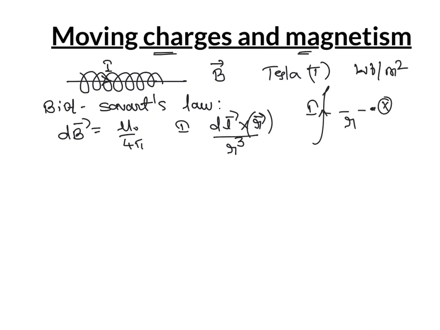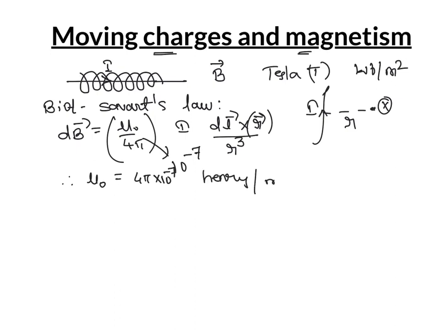After that we have studied that mu naught by 4 pi itself is a constant, and its value is 10 to the power of minus 7. Therefore, mu naught, the permeability of free space, is equal to 4 pi into 10 to the power of minus 7, in units of Henry per meter. So this is what we have studied on Biot-Savart's law, correct?